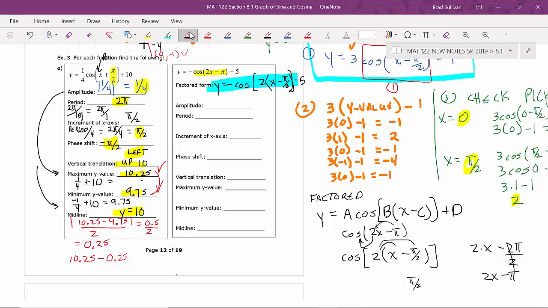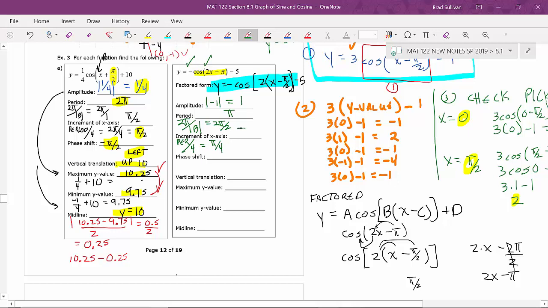Okay, now what I'm going to do is just kind of finish this up. The amplitude would be just 1. The period would be 2 pi over b. B in this problem is the number in front of x, so that's 2. So that would be 2 pi over 2. So that is pi. The increment is the period divided by 4. So the period's pi, so you'd have pi over 4. Okay, so you want to be able to get those things efficiently.